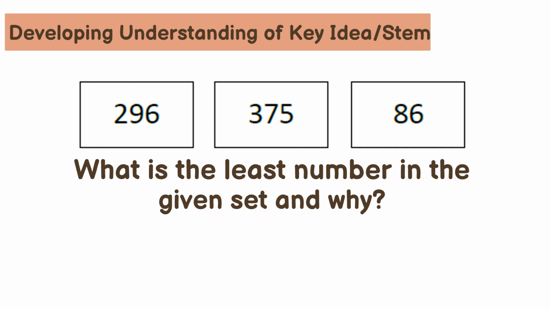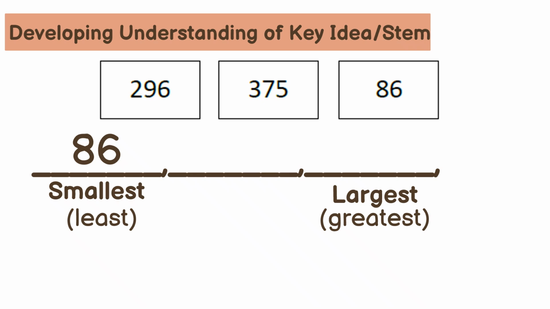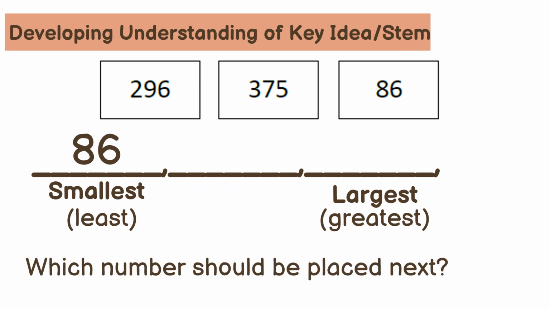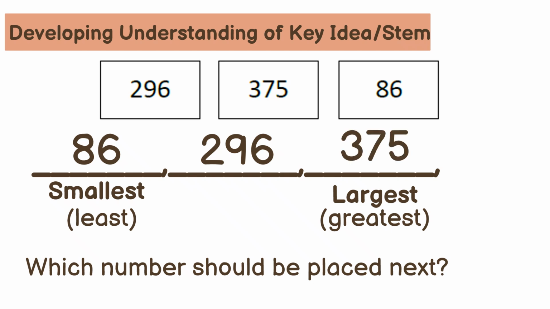Look at the numbers. We have 296, 375, and 86. What is the least number in the given set, and why? Very good. The smallest or the least number is 86. Which number should be placed next? Very good. We have 296. And how about the largest or the greatest number? We have 375.